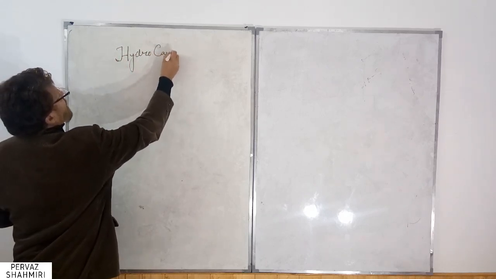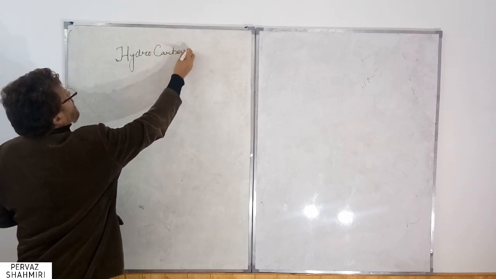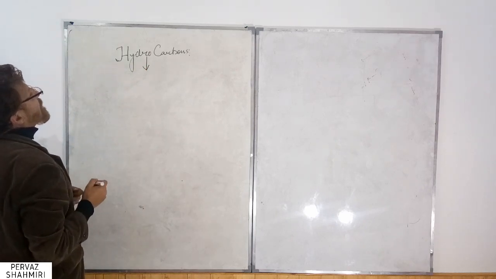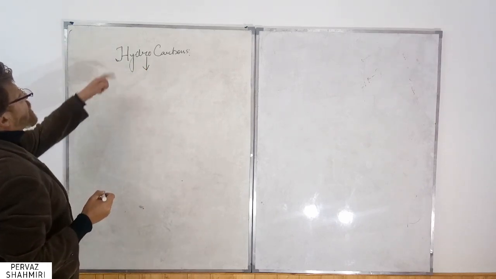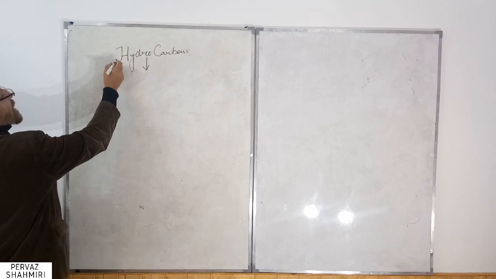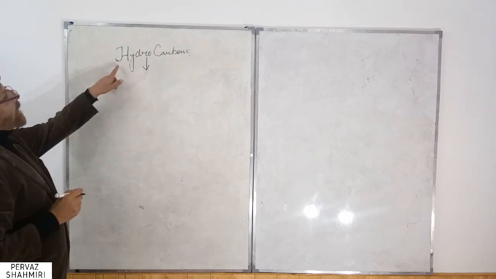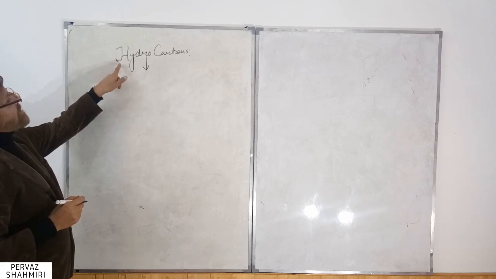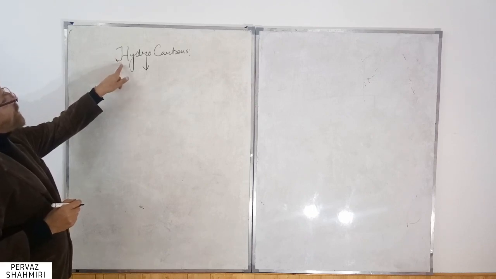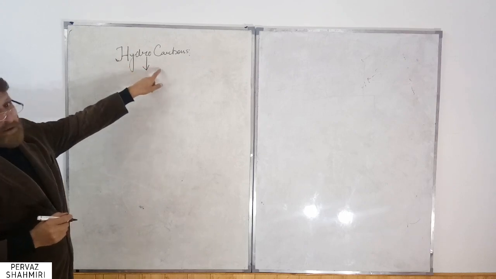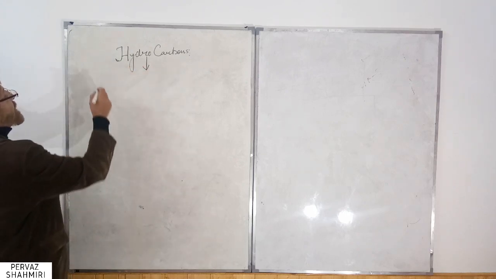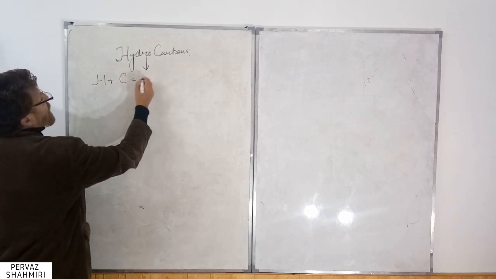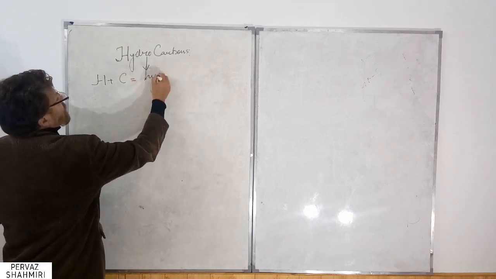Hydrocarbons. Let us start with the definition of hydrocarbon. A hydrocarbon is a compound which is a combination of hydrogen and carbon, and we can say hydrogen plus carbon is equal to hydrocarbon.